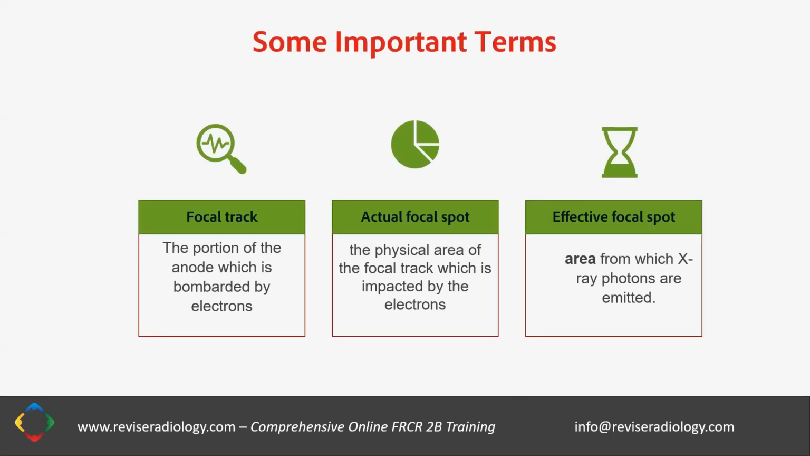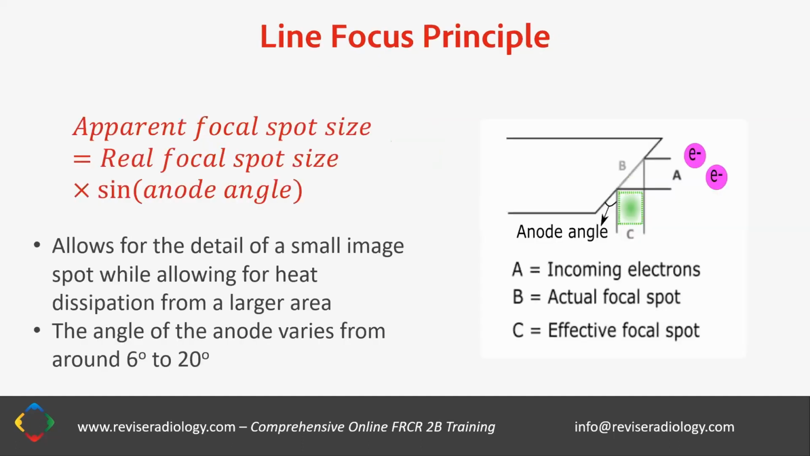A few important terms: one is the focal track. This is the portion of the anode which is bombarded by electrons. If the anode is a square plate, it'll be a rectangular portion, or some size. If the anode is a rotating disk, as it usually is, the focal track will be a circular portion. Then there's the actual focal spot, which is the physical area of the focal track which the electrons are hitting, and the effective focal spot, which is the area of the anode from which the X-ray photons are emitted.